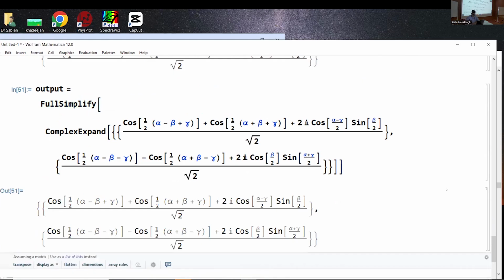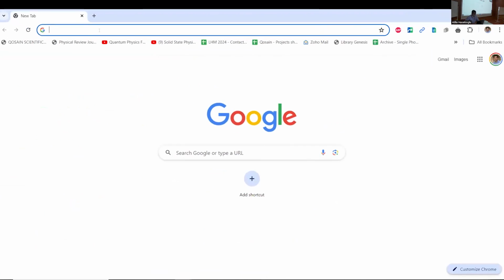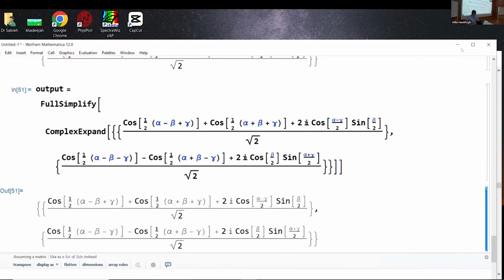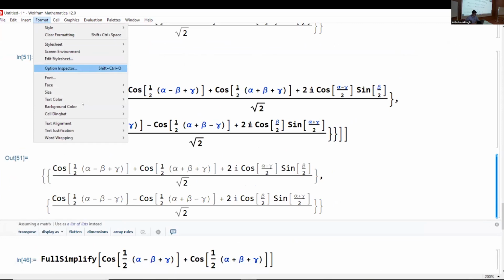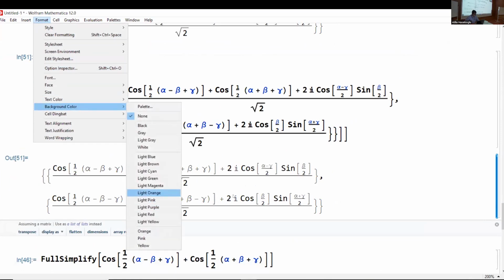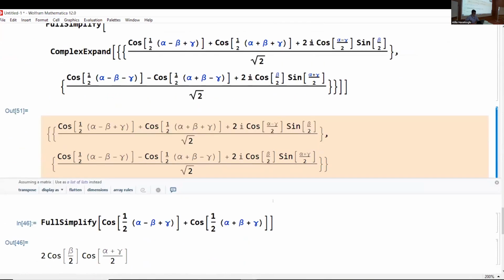Okay, then anyway, so let's try to give this a color. Sorry. Okay, so that I know what's going on.